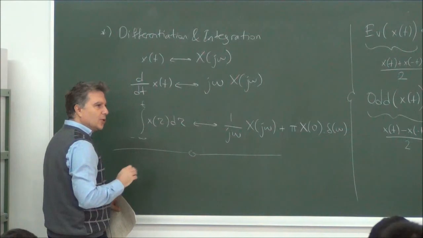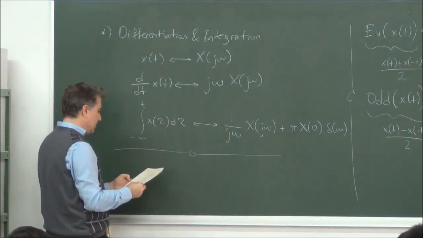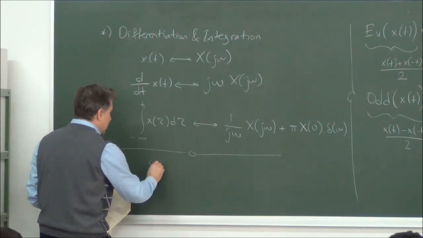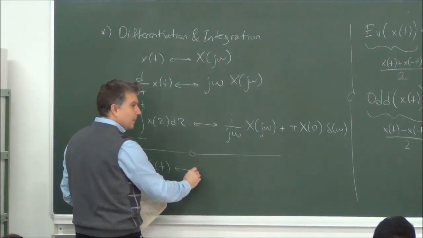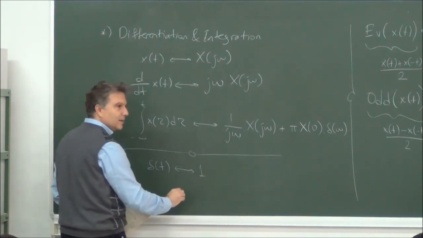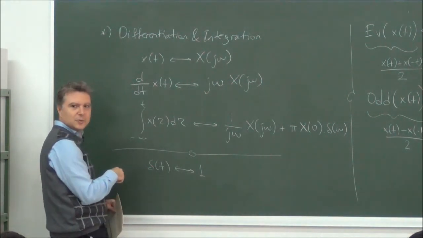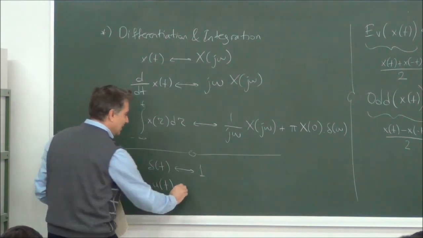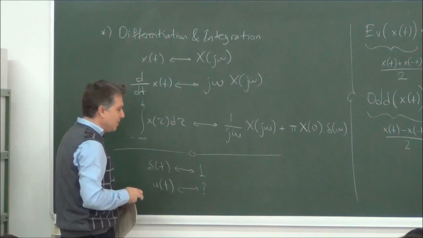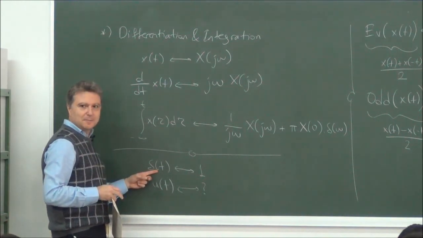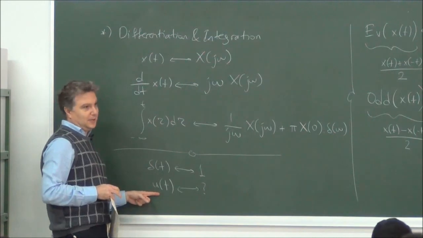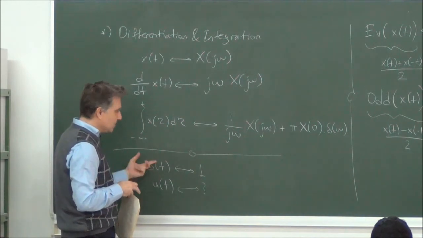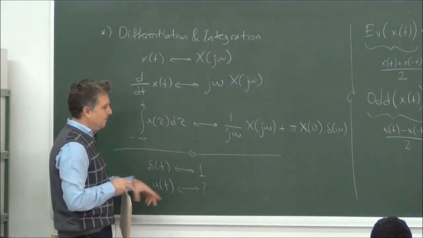Now, I'm not going to solve these, but I'm going to write example questions like that. For example, we said delta t has a Fourier transform of 1. That was one of the first examples that we solved. Then what is the Fourier transform of u of t? We'll talk about this, because u of t is the integral of delta t. Or conversely, delta t is the derivative of u of t. So these two have inverse derivative versus integral relations among each other.